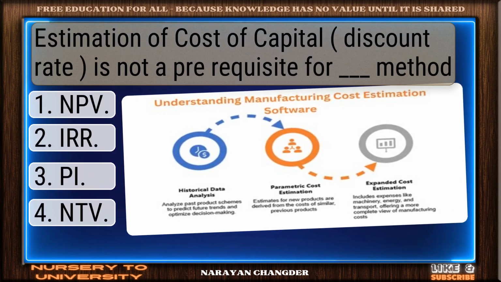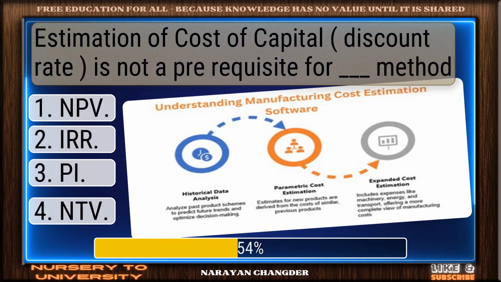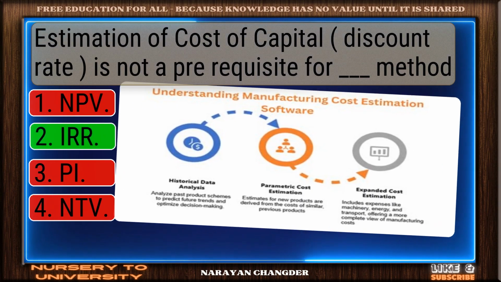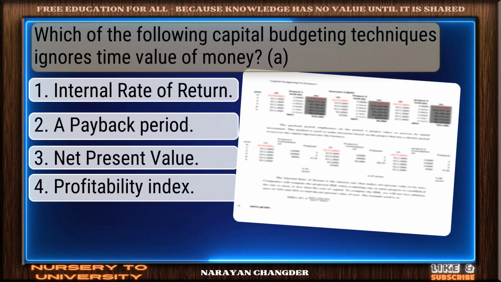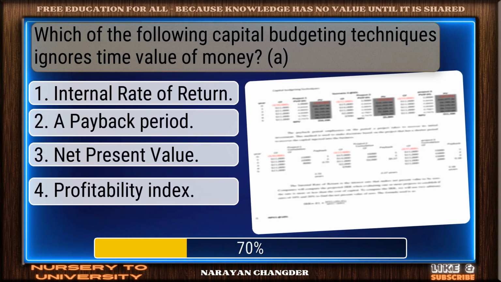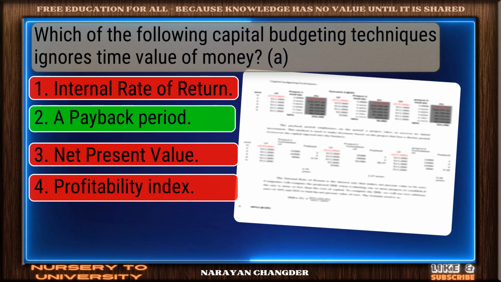Estimation of cost of capital is not a prerequisite for DASH method. Good job. Your answer works well here. Which of the following capital budgeting techniques ignores time value of money? On track. A payback period is the correct answer.